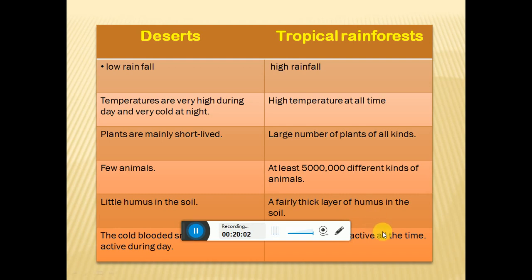But in the tropical rainforest, as there are high temperatures all the time, the snakes and lizards can be active all the time. So, from all these points, you must be clear now how deserts and tropical rainforests are different from each other and how they affect different types of species.